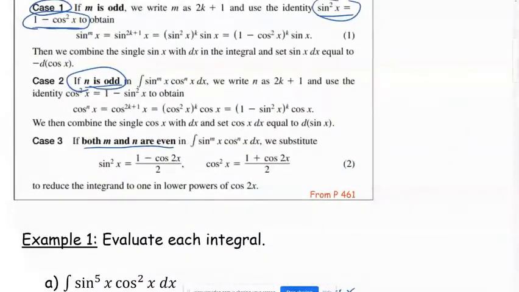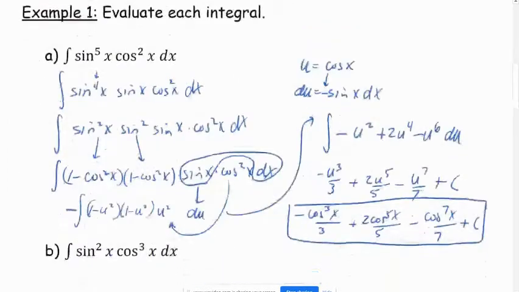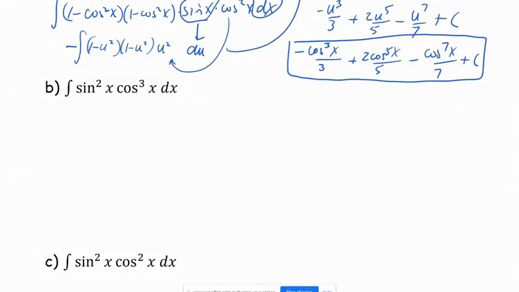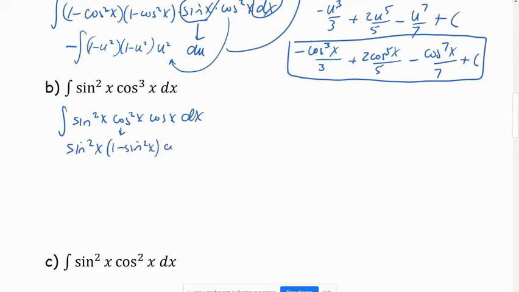And we're going to use this identity. Cosine squared is 1 minus sine squared, so still using the same Pythagorean identity. So then this is sine squared x cosine squared x cosine x dx. And then we're going to rewrite this cosine squared as 1 minus sine squared. And then do a substitution.